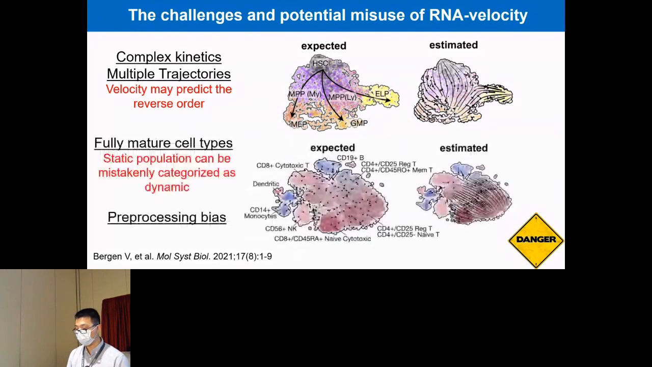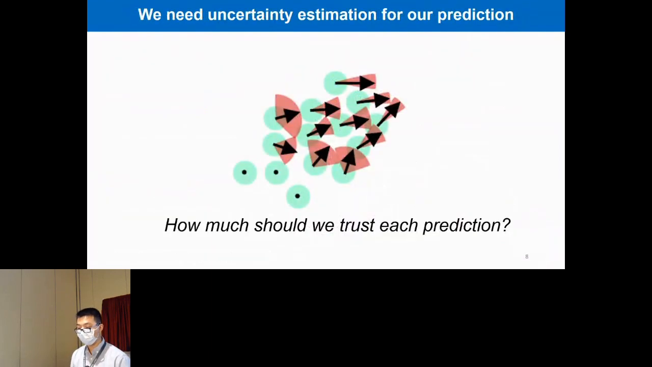The second challenge is a sample with a fully mature blood cell type, and the current RNA velocity model is designed for modeling the dynamics from the single cell RNA data. But such a static population can be mistakenly characterized as dynamic. The third problem is about pre-processing. As we will show later, the pre-processing choice can dramatically change the direction you have predicted. So what shall we do?